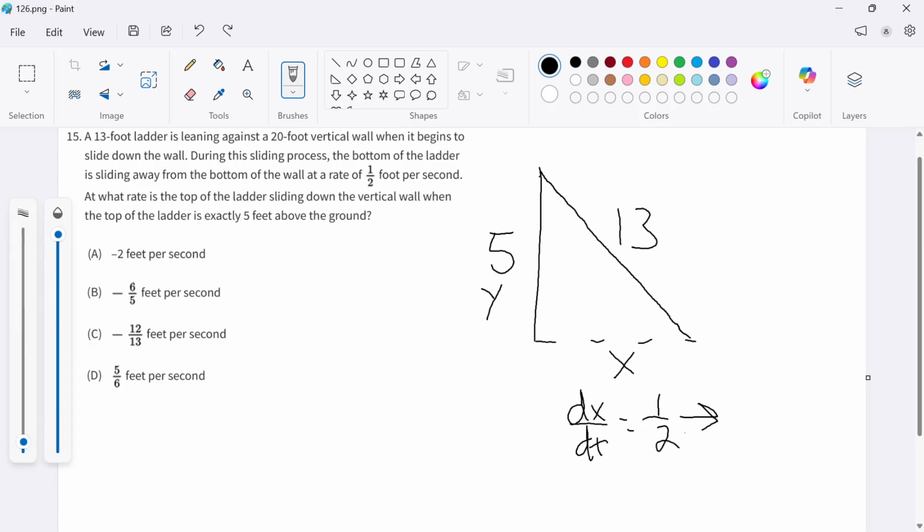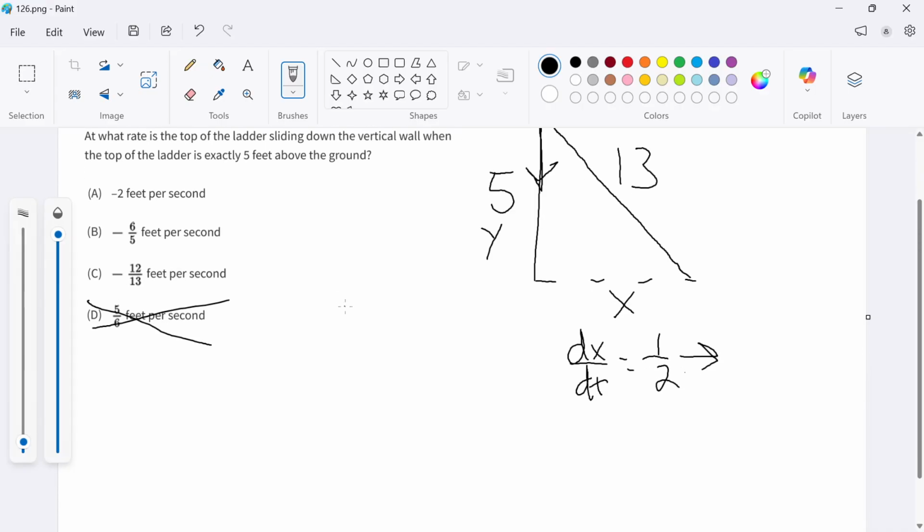But there's also a hint here. It says it's sliding down. Down in the up and down direction is negative. So it's got to be one of the negative answers. It's going down. That one's out. Got a 33% chance.